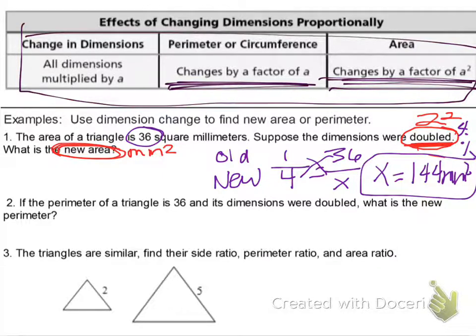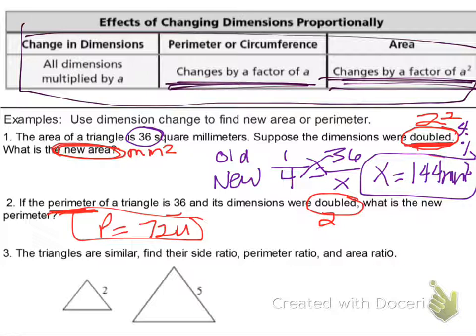Number 2: if the perimeter, notice we're talking perimeter here, is 36 and the dimensions are doubled, what is the new perimeter? Again, you always want to identify your original scale factor. Here our original scale factor again is 2. Since I'm talking about perimeter and that's just in units, I'm not going to square it like I did on the last one. This is just going to be the same scale factor. If the dimensions are being doubled, then our perimeter is being doubled. So our perimeter would just be 72 units.